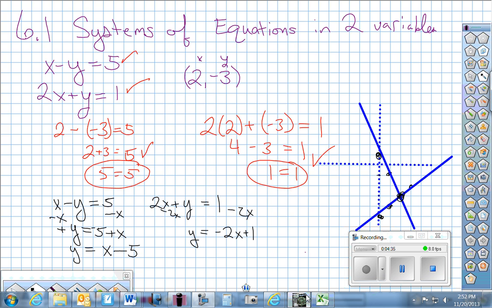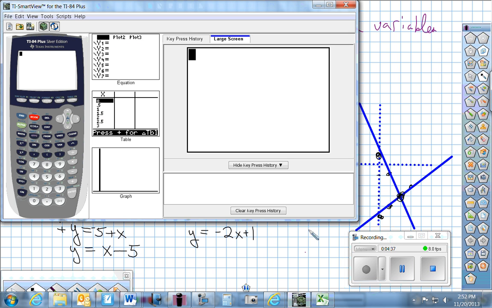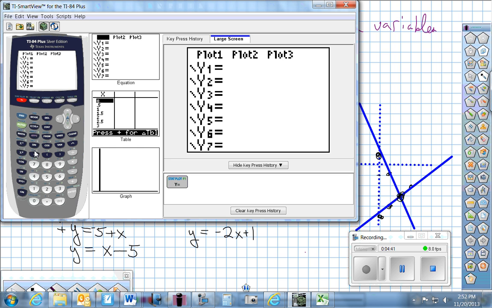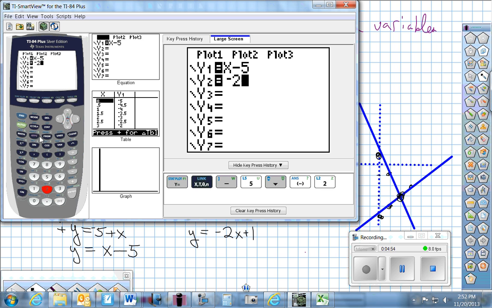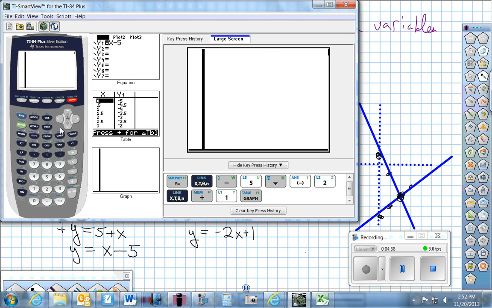If we don't like graphing things by hand because we don't like doing that much work anymore, I'm going to go into my y equals. Since I have solved for y, in order to use your calculator for graphing it, you have to put it into your y equals. So I have x minus 5, and my other line is -2x plus 1. I go look at my graph.